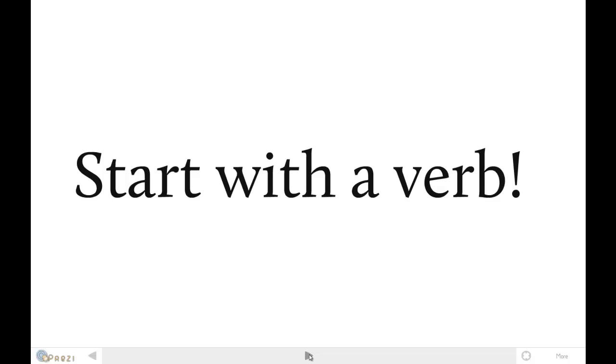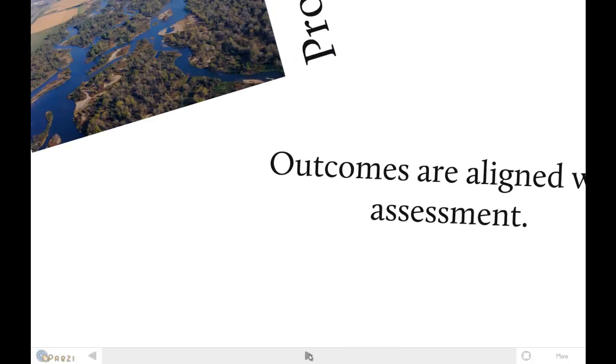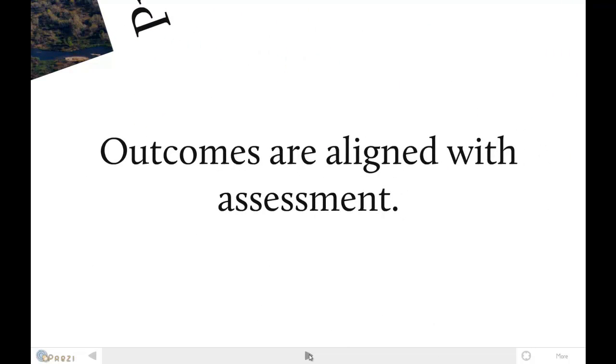Those verbs, describe, explain, identify, are the ones you would choose, because they tell the student how you expect them to give you evidence that they've achieved the learning outcome. You can see that your outcomes are closely aligned with your assessment. In fact, the verb in the outcome tells the student how they're going to be assessed.